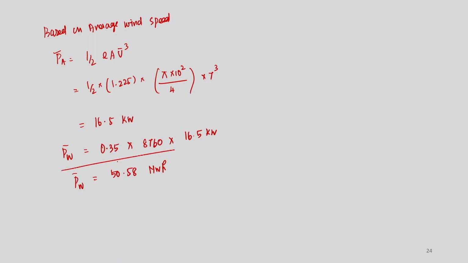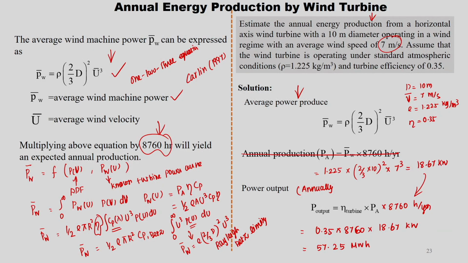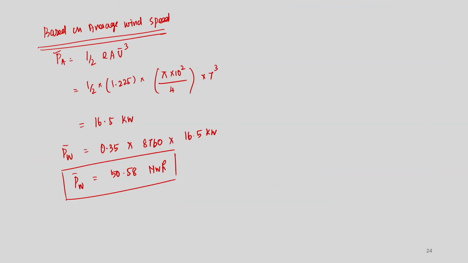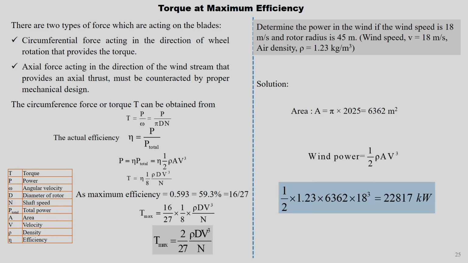So, one can calculate this way as well, but you need to mention on what basis you calculated the annual power production. If you already have a probability distribution function, you can substitute this formula, or if you are making an assumption that this itself is the average wind speed, you can calculate in this way also. But remember, any assumptions being made must be clearly stated for the way you are calculating the average power production. And then, torque at maximum efficiency.